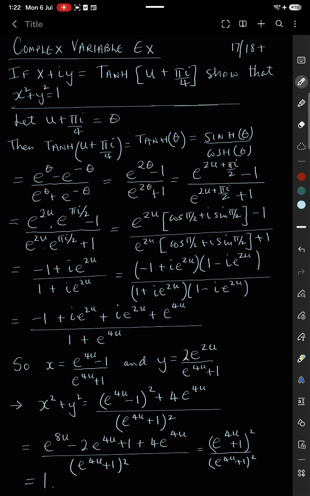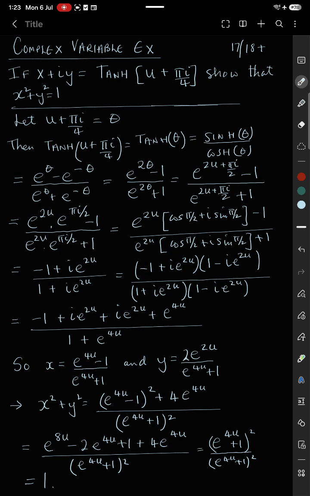Say that again, x equals e to the 4u minus 1 divided by e to the 4u plus 1, and y equals 2e to the 2u over e to the 4u plus 1. And then squaring those and adding them, you'll have e to the 4u minus 1 all squared plus 4e to the 4u, and on the bottom will just be e to the 4u plus 1 all squared.